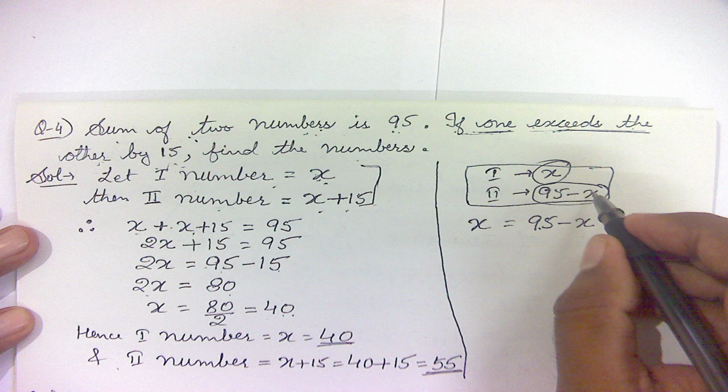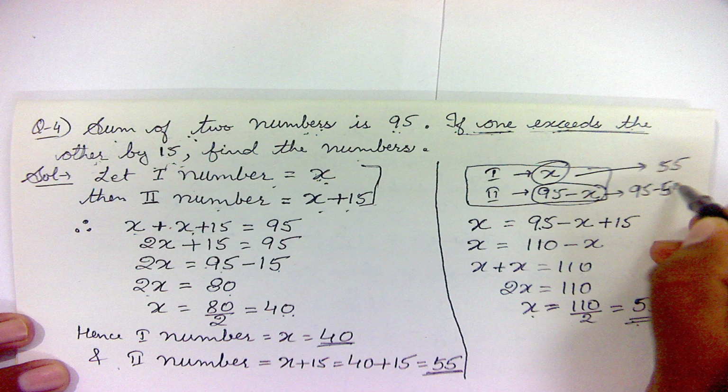2x equals 110, and x equals 110 upon 2, that is 55. So here we get the value of x as 55. If x is 55, what will be the first number? The first number becomes 55. And what about the second? The second will be 95 minus 55, which is 40. So again you can see you are getting the same two numbers, 55 and 40. So it can be done in both ways.